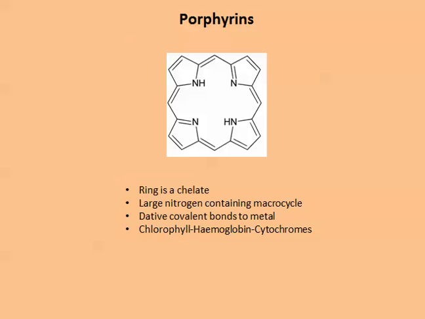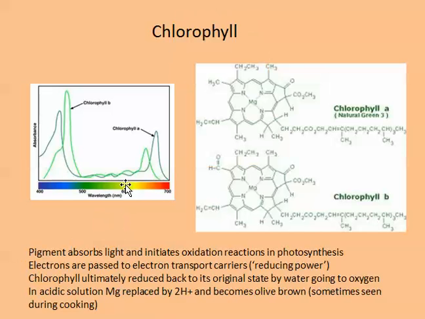So porphyrin rings, this is a general structure. It's a chelate, so it's able to form some dative covalent bonds to a central metal ion, for example. Could be in there. You've got these lone pairs on the nitrogen. And examples that involve these porphyrin rings, which we'll come on to look at: chlorophyll, hemoglobin, and cytochromes.